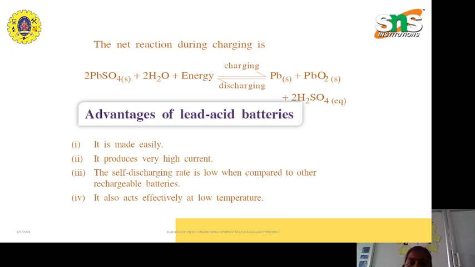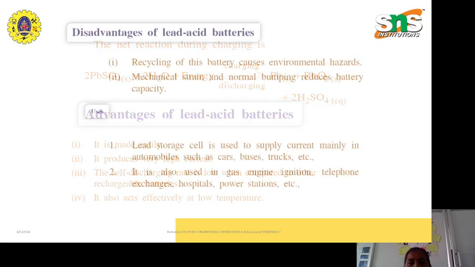So, the advantages of the lead acid battery. It is made easily because only 3 anodes and 3 cathodes are enough. Just one beaker is enough to hold the electrolyte. It produces very high current, that means 3 to 6 anodes and cathodes are connected, so 12 volts is produced, so it produces very high current compared to an alkaline battery. The self-discharging rate is low when compared to other rechargeable batteries, whereas compared to a nickel cadmium or lithium battery, the self-discharging rate is high. It also acts effectively at low temperature. It can be used at low temperature also.